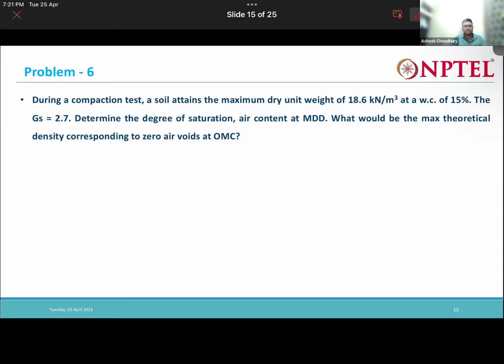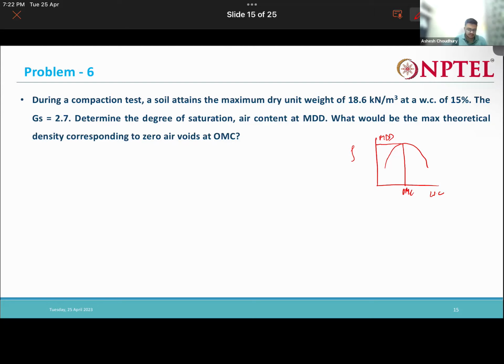We studied the Proctor compaction test, the heavy compaction test, all those things, and we saw how we can draw the dry density versus water content curve. It is nothing but a bell-shaped curve. This is my dry density, this is my water content, and this point is known as the optimum moisture content or optimum water content, and this is known as the maximum dry density or maximum dry unit weight, right?